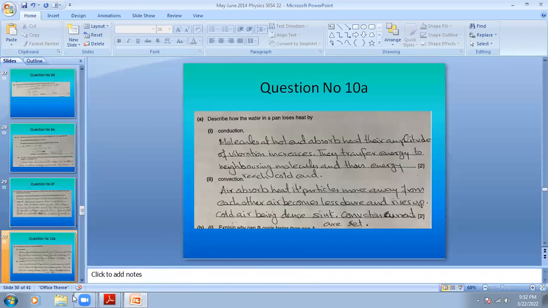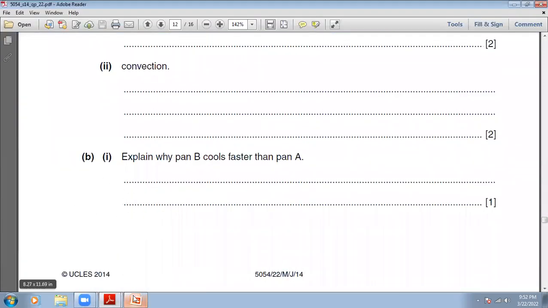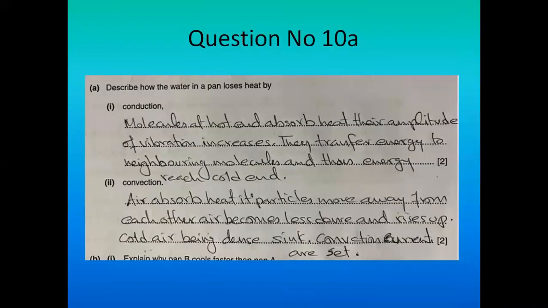Okay, so the next part they are going to ask us is convection. You see, the convection will be happening in the air which is above the hot water. The air molecules which come in contact with the hot water move away from each other. The density of the air decreases, so this less dense air rises upward, and the cold and dense air which is above that sinks downward. In this way, the convection currents are set up, and the heat is taken away from the water.